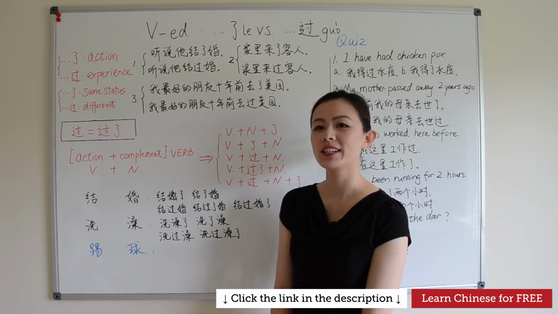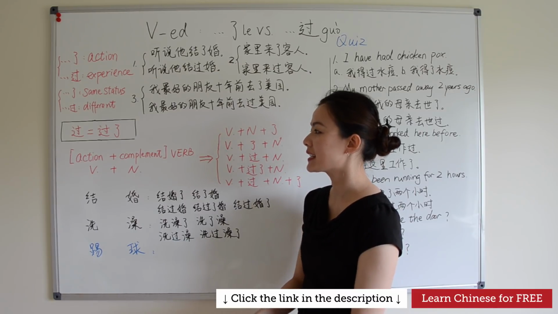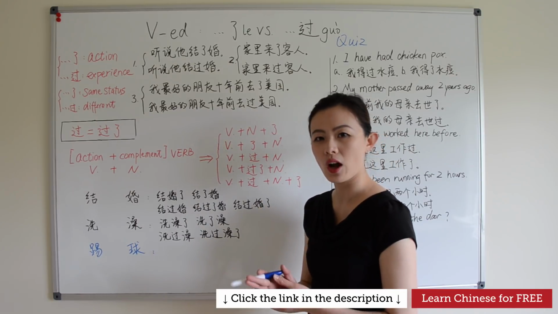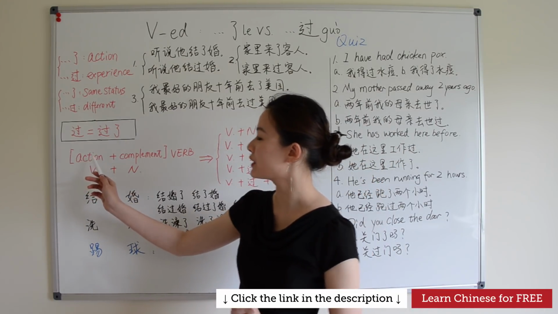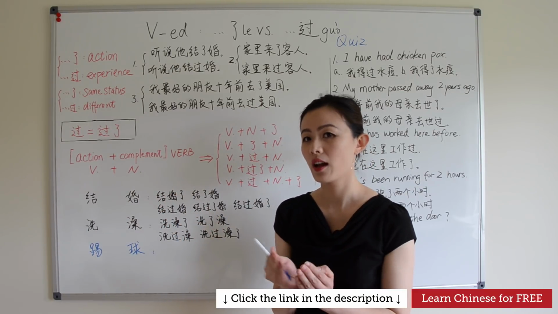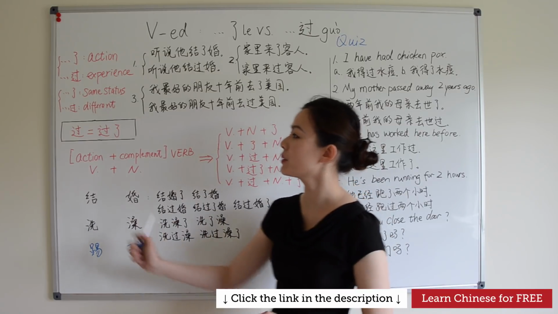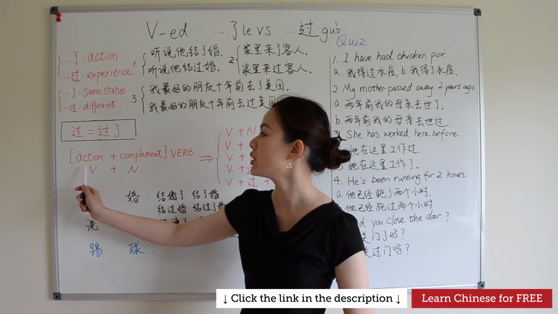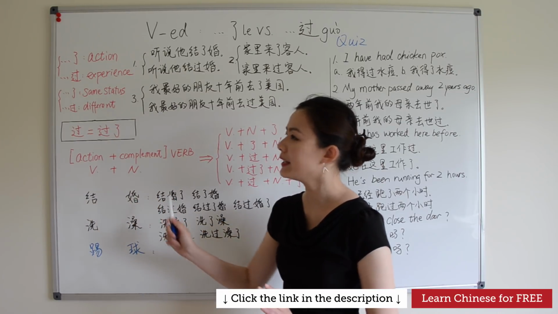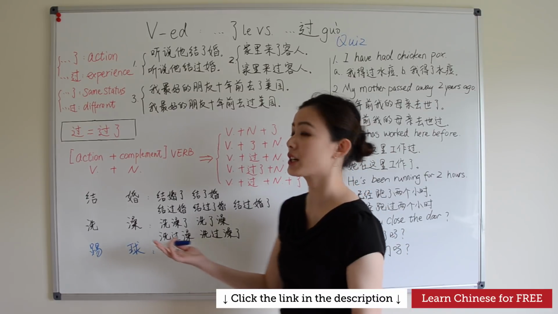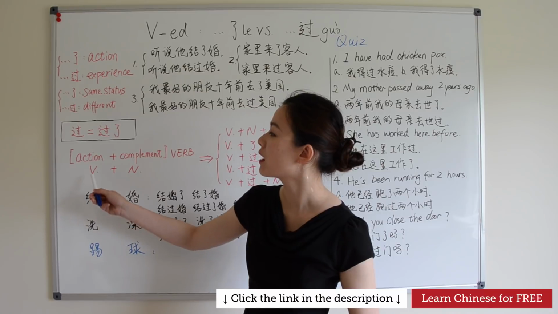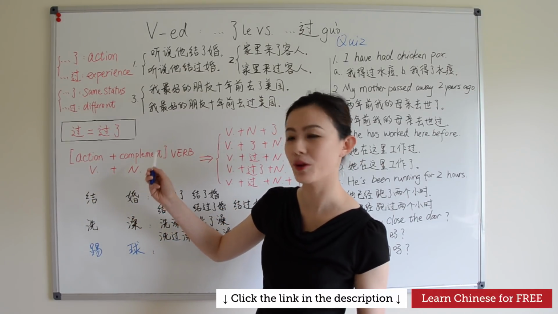The next grammar point I'd like to talk about is a type of verb in Chinese that consists of two parts, the action part and the complement part. If there are two words in this kind of verb, the first word will be the action, and the second word will be the complement. They can be a verb plus adjective or verb plus a noun, but here I'd like to talk about the verb plus noun type of verb.